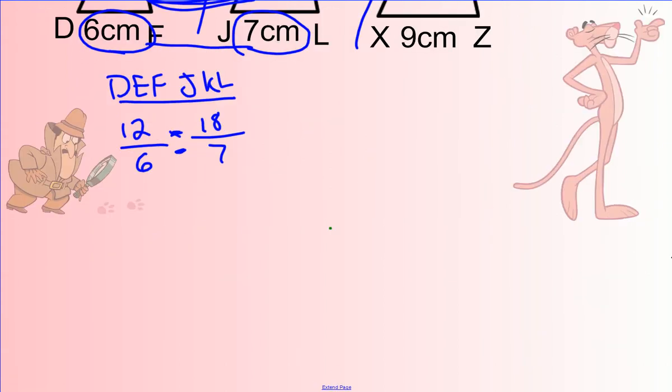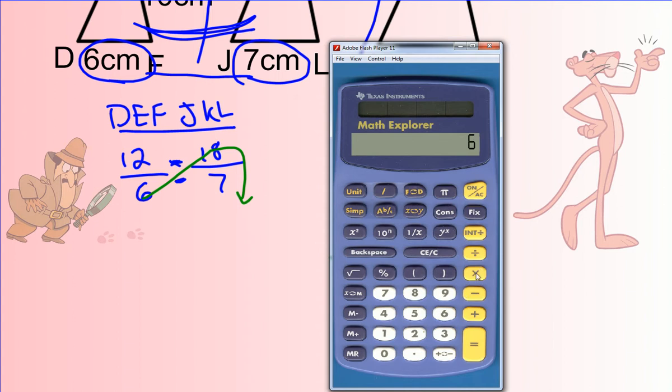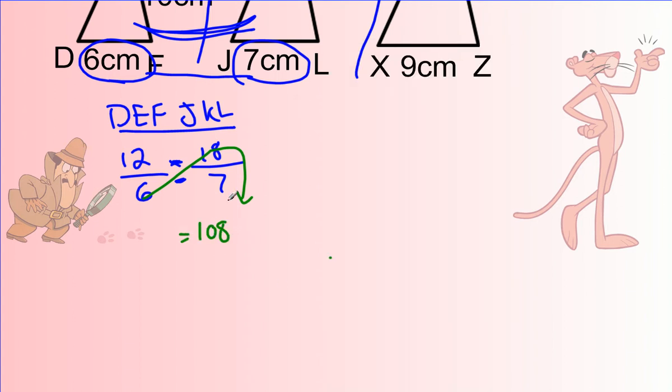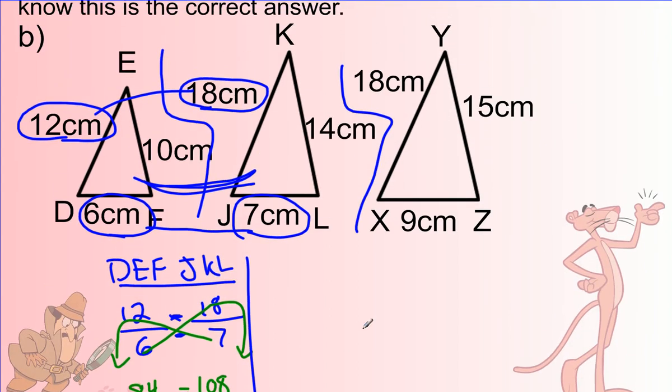Now, let's cross multiply. So I take 6 times 18 is 108. 7 times 12 is 84. So those are not similar. Because 84 does not equal 108. That did not work out. So DEF and JKL are not similar.